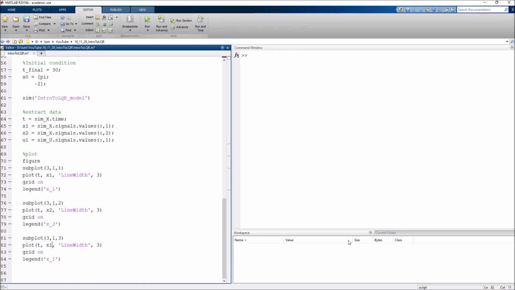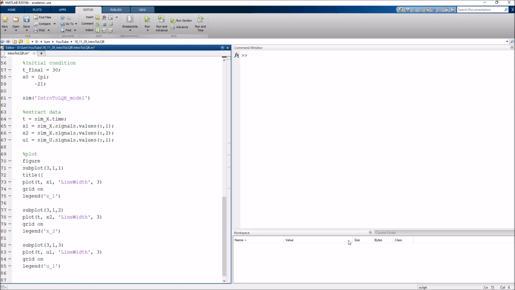And maybe what we should also do here is, let's add a title to this first subplot here, so we can denote what the scenario is. Okay, scenario, there we go. Okay, great. So this looks pretty reasonable. So let's go ahead and run this script here.